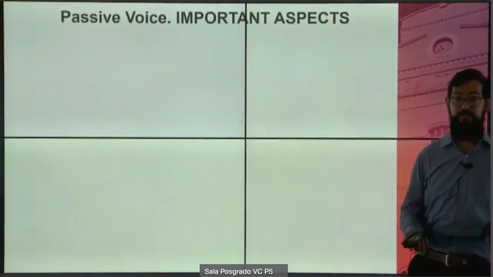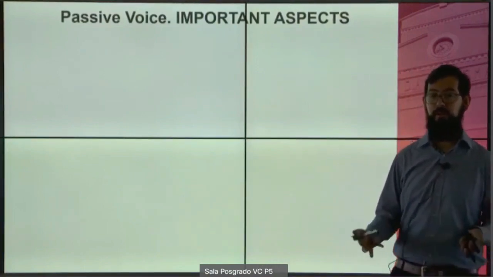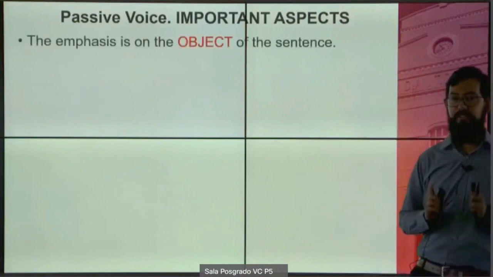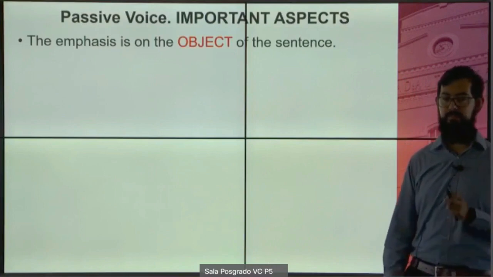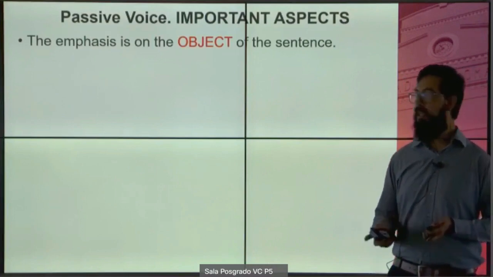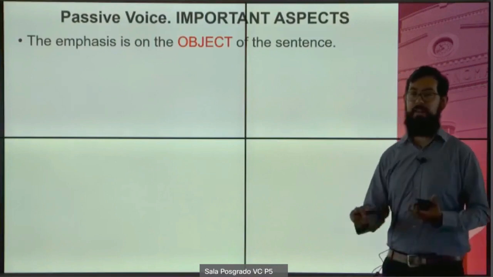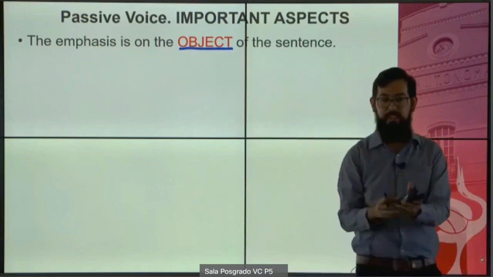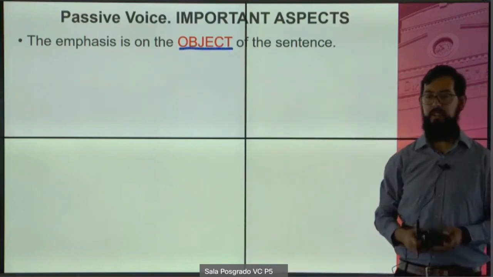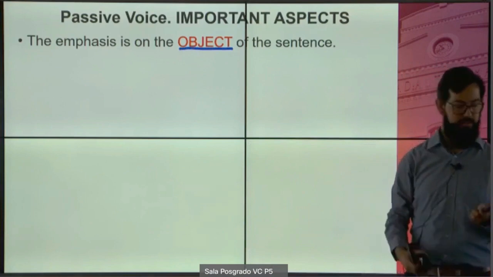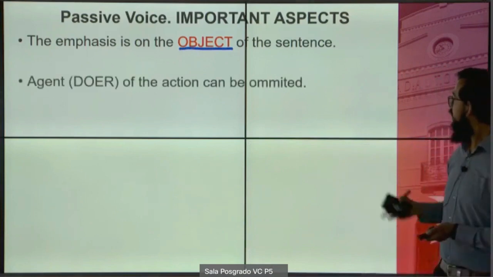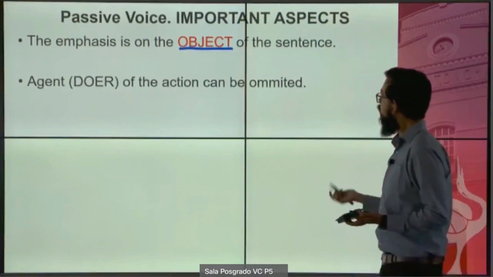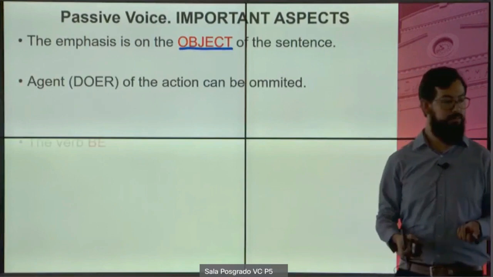Important aspects about passive voice. What is important to know when you study passive voice? The emphasis is on the object of the sentence. That is the emphasis. Remember the object. What is the object, class? What do you know when I say object? It's not an object, a thing, like this object that I have here. It's the receiver of the sentence. The agent of the action can be omitted. Why can it be omitted? We're going to see why.